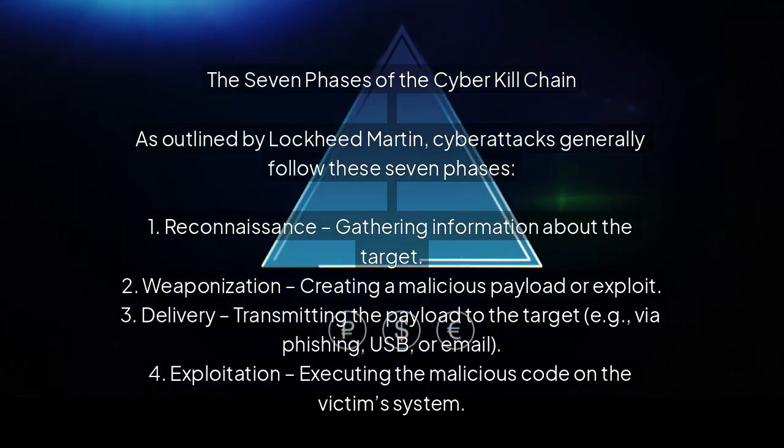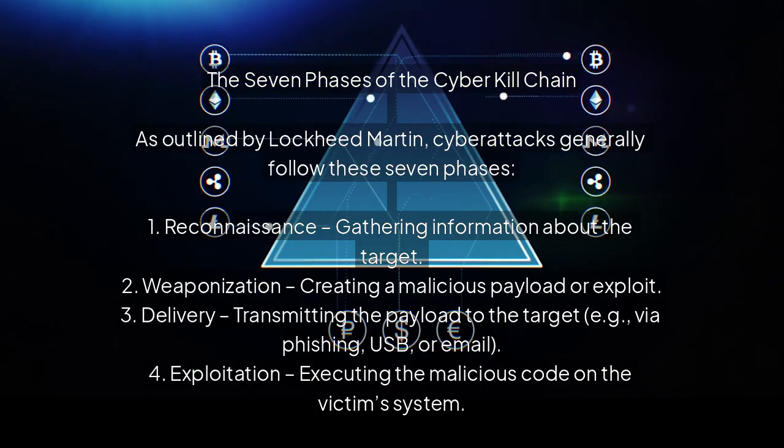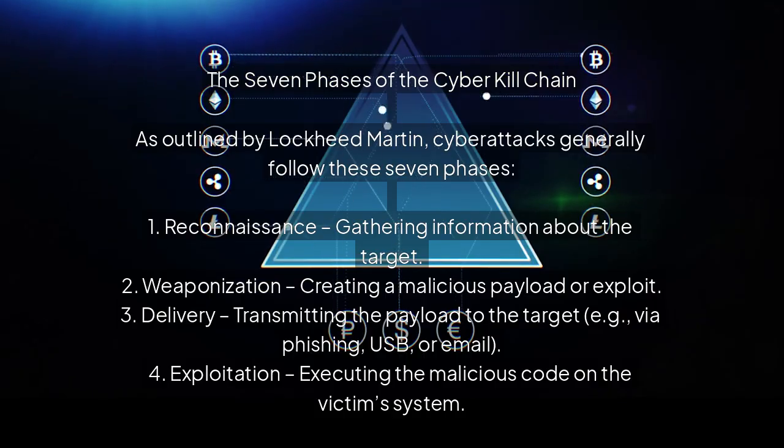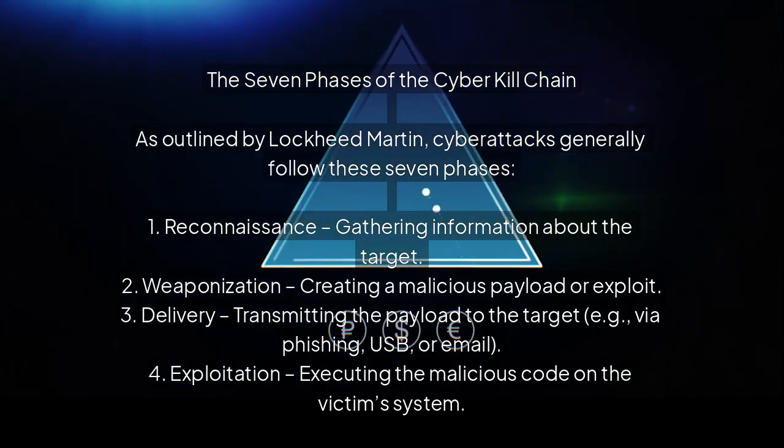The 7 phases of the cyber kill chain, outlined by Lockheed Martin. Cyber attacks generally follow these 7 phases. 1. Reconnaissance. Gathering information about the target. 2. Weaponization. Creating a malicious payload or exploit. 3. Delivery. Transmitting the payload to the target, e.g., via phishing, USB, or email.